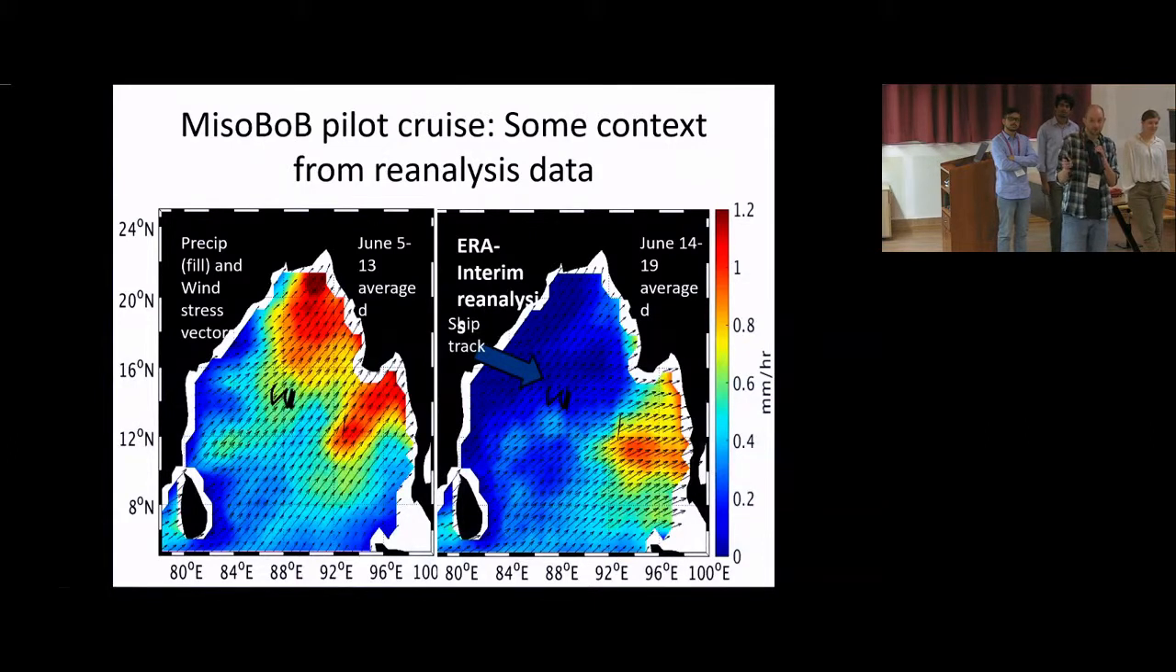There are two averages. One on the left is during the first part of the cruise. The one on the right is during the second part of the cruise. This is all from the ERA interim analysis. What you see is, indeed, in the first part of the cruise, it was very active. There's quite a bit of rainfall. The most conspicuous difference between these two is the intense rainfall in the northern part of the bay. The other thing is that when you go into the second part, not only does the rainfall diminish, but the wind goes more zonal. I'm not sure why that is, but I found that interesting.